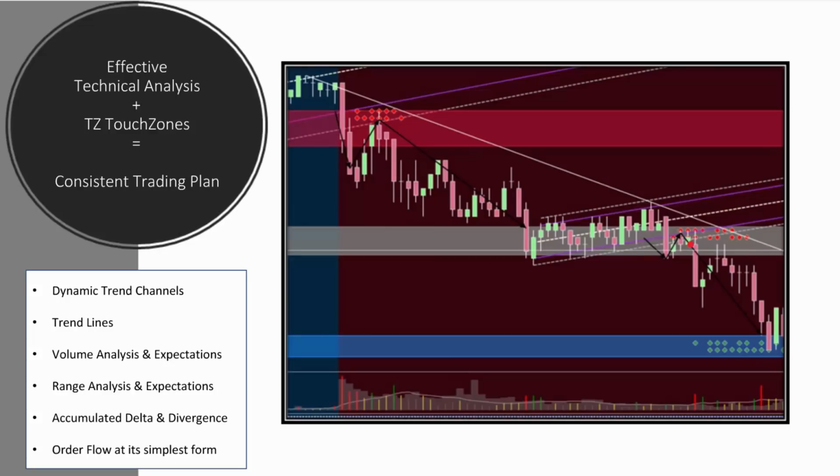The diamonds and the dots that you see on these areas are actually what we call our resting orders, our order flow, to see when sellers are stepping in, when buyers are stepping in, where the resting orders are prior to entering into the trade.